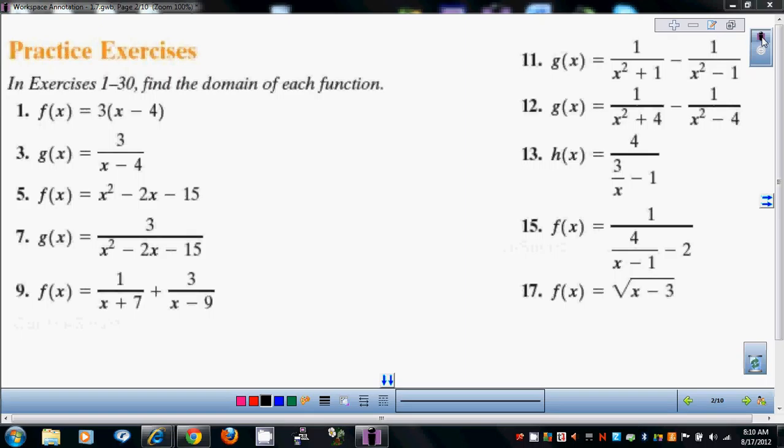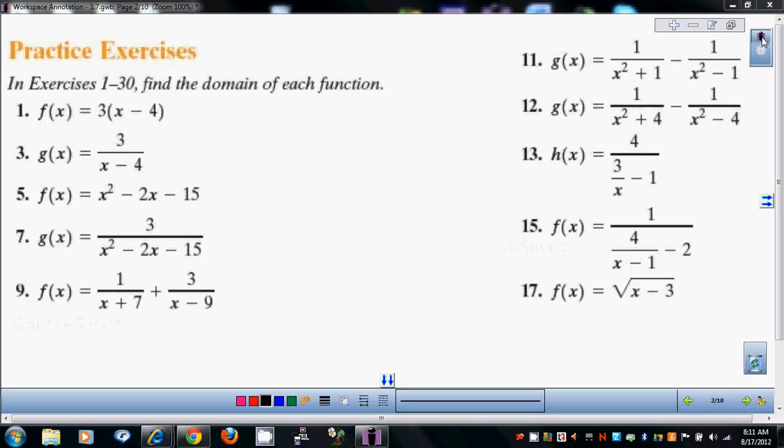So, like number one, well, actually, before we get into specific examples, the only two things that you've been taught you cannot do in math. You cannot have a what in the denominator? Zero. You can't have a zero in the denominator, and you can't have a what under a radical? Negative. Those are the only two things you have to worry about. Zeros in denominators, negatives under radicals. If your function doesn't have either of those, you don't have anything to worry about. It's going to be all real numbers.